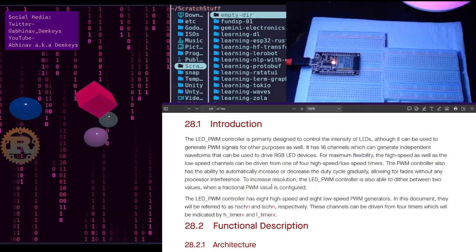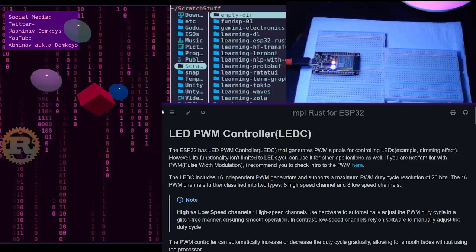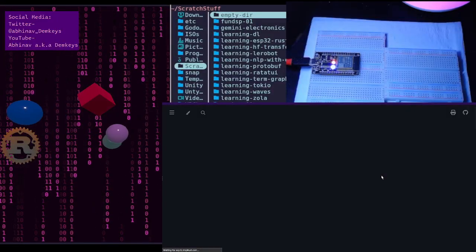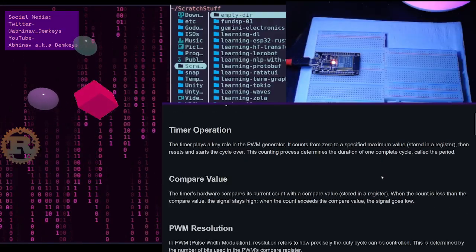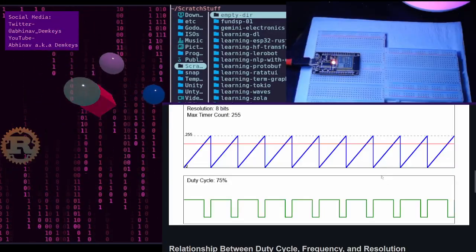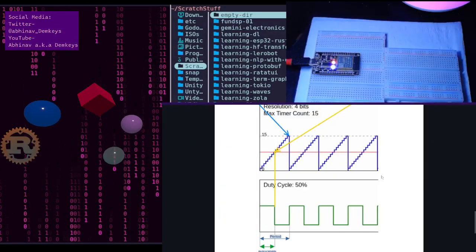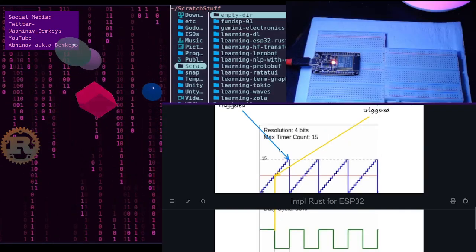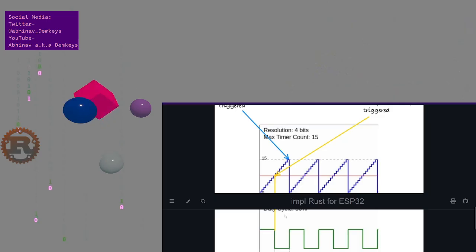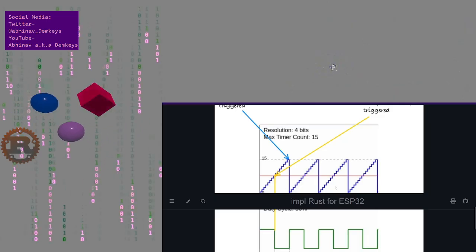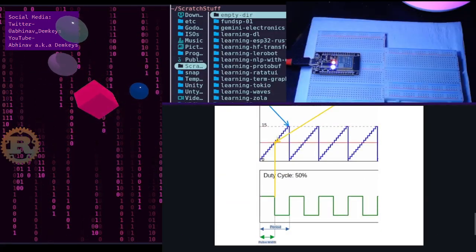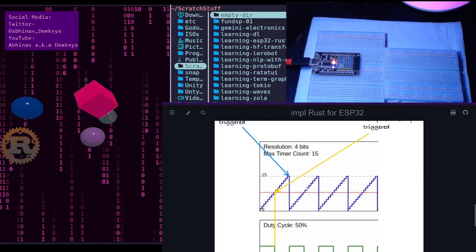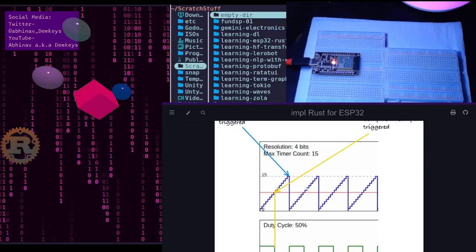Holy shit, dude! I've completely forgotten PWM. PWM in depth. Timer operation, compare value. Okay. All right, so this is our thing. This is the whole counter thing, how it's measuring time. I actually forgot about this as well. Holy shit! We need to revisit this stuff as well, because this is how it's creating the notion of time.